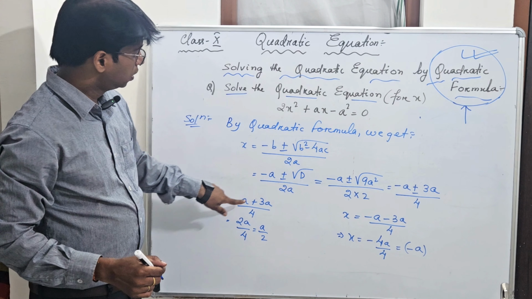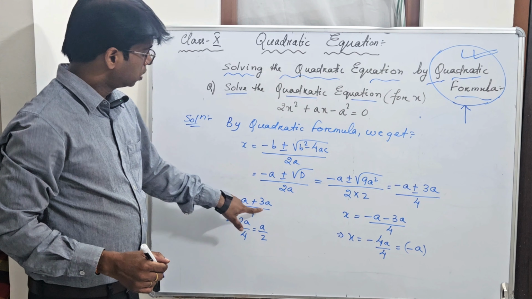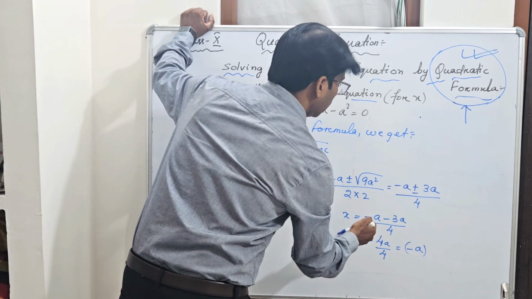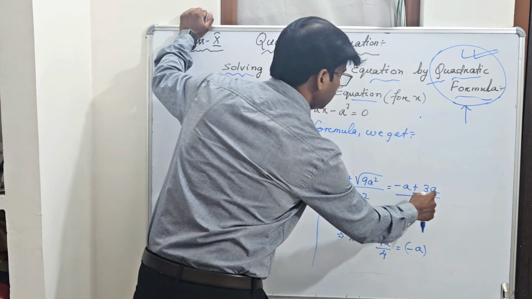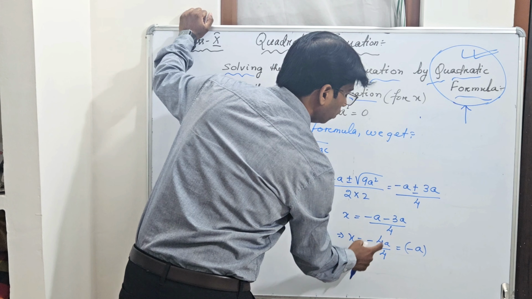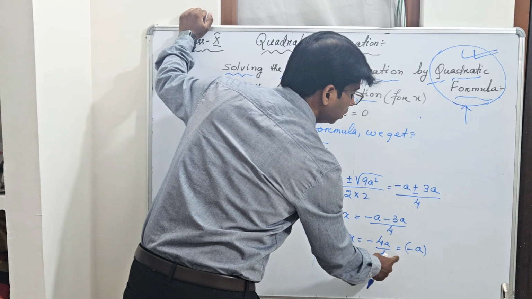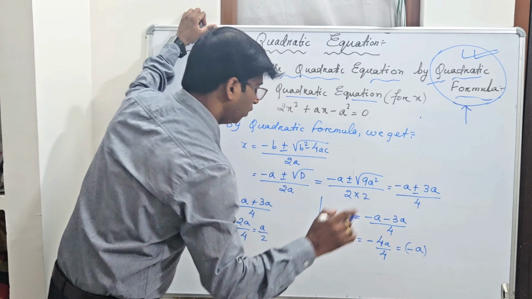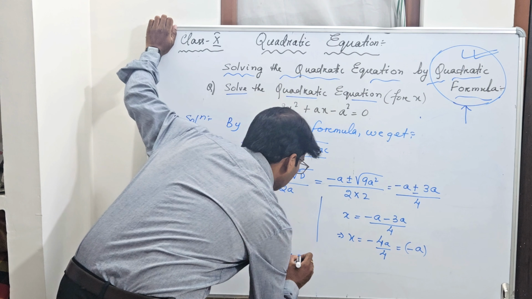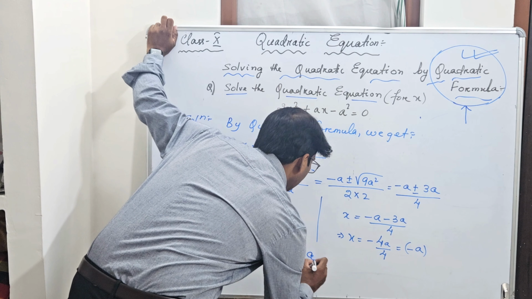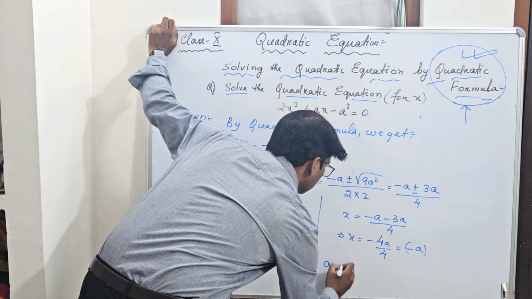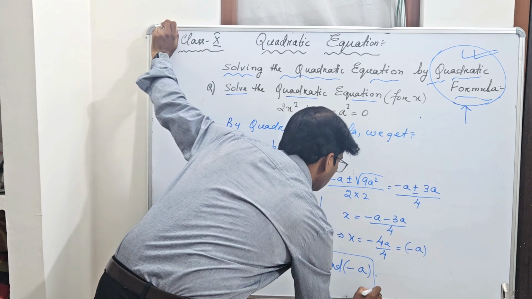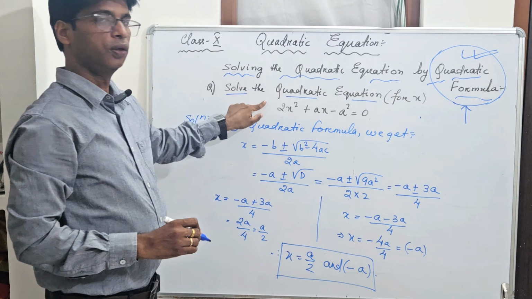So one is your minus a plus 3a by 4, and that is equal to 2a by 4, which is a by 2, and another is x equal to minus a minus 3a, so it is minus 4a by 4, 4 cancel. So you can see here answer is minus a. So we got to know how many values of x here? Two values. So one is your x is equal to a by 2, and another is your minus a. So these are the two distinct real roots of this quadratic equation.